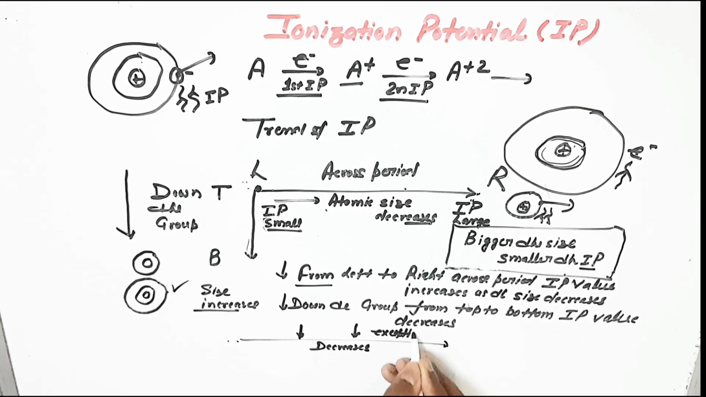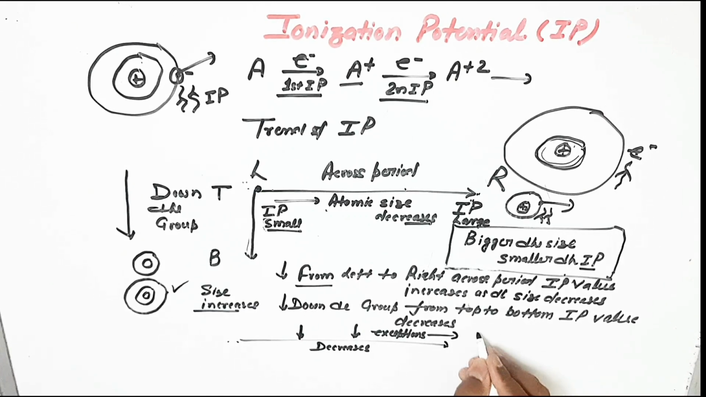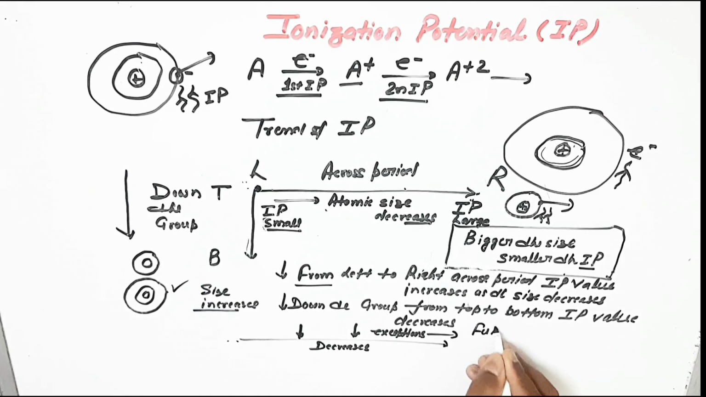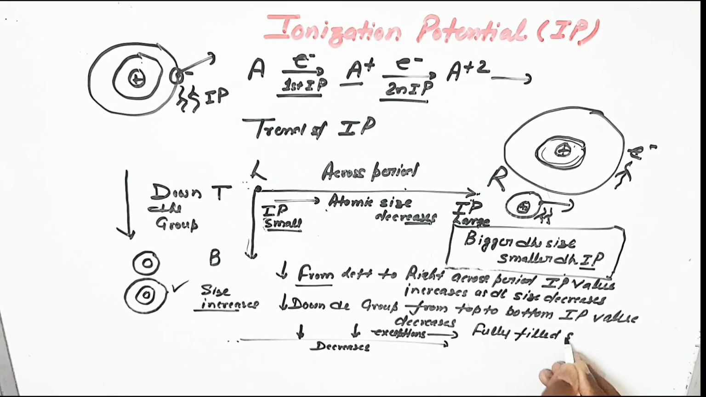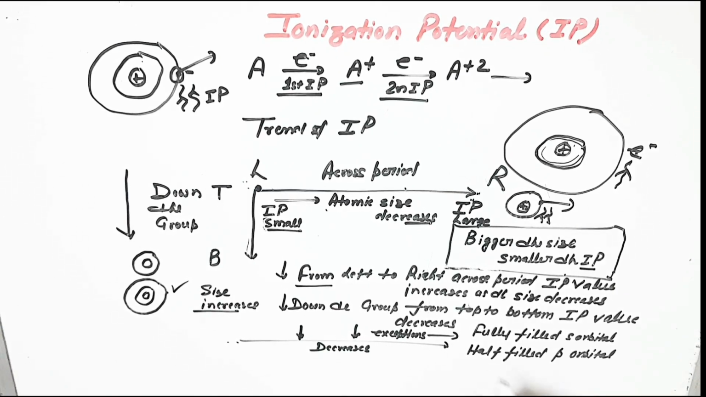What are those exceptions? These exceptions are of two types: fully filled s orbital and half filled p orbital. Fully filled s orbital means what? The outer electron enters the s orbital and completely fills it up.